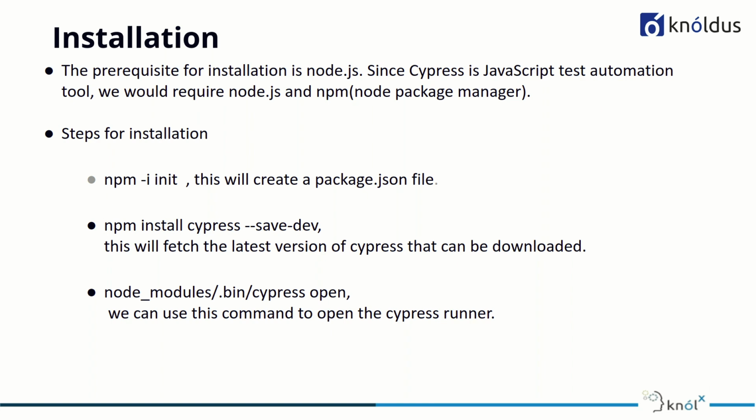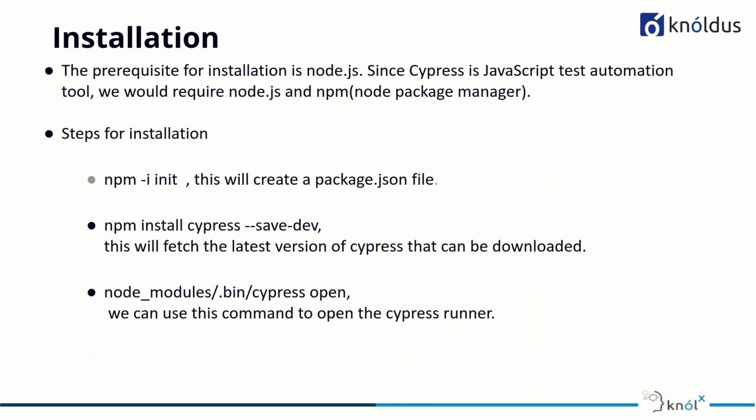Coming to the installation part, the prerequisite for Cypress is Node.js only. Since Cypress is a JavaScript test automation tool, we need Node.js. For those of you who don't know what Node.js is, Cypress is a JavaScript project, and to execute JavaScript code you first need a JavaScript runtime environment. Node.js is nothing but that runtime environment for JavaScript. And then we would need NPM as well. NPM is Node Package Manager. In simple words, it can be considered as a Maven repository of a Maven project, where you will find all the dependencies that can be used in a JavaScript project.